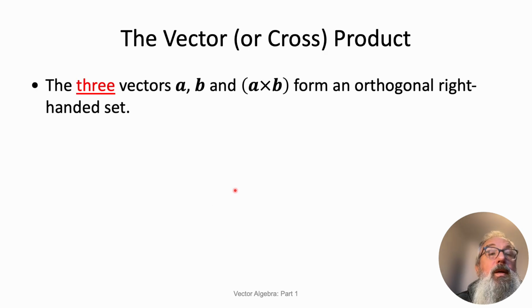The vector product forms an orthogonal right-handed set. Remember that the result of a vector product is a vector, not a scalar, so it's called a vector product. So A cross B gives you a vector n, and it's an orthogonal right-handed set, a bit like the XYZ axes of a Cartesian system are an orthogonal right-handed set.